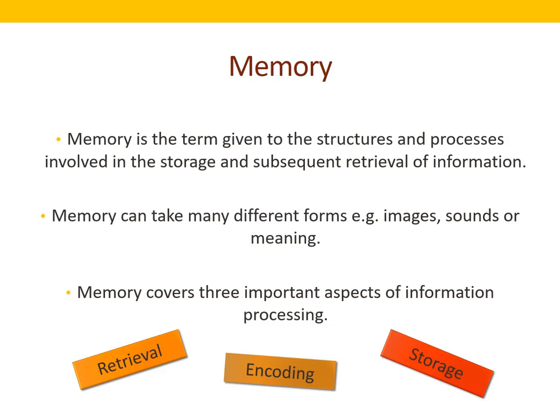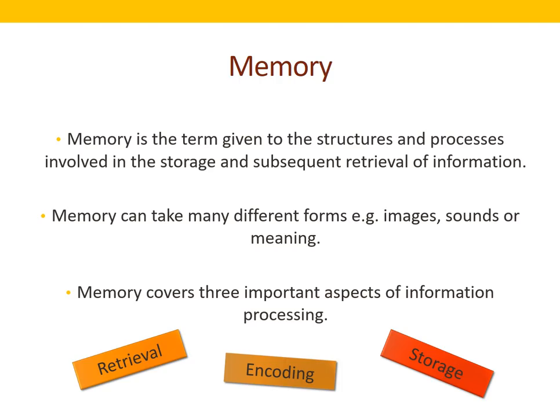So memory can take many different forms. It can be images, it can be sounds, it can be meanings, and it covers three parts of information processing. So you've got encoding, storage, and retrieval. Okay, so we're going to talk about what each of those mean.